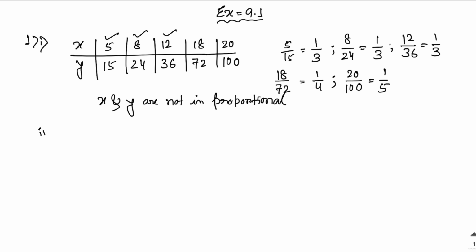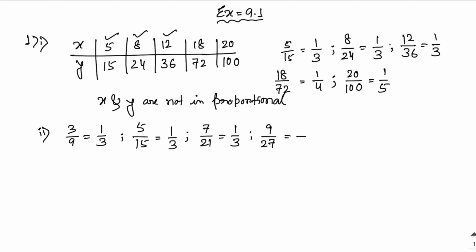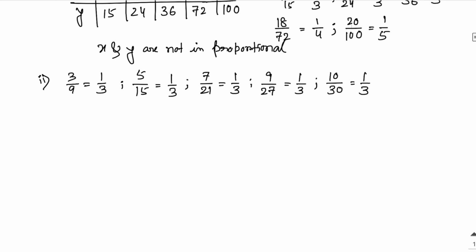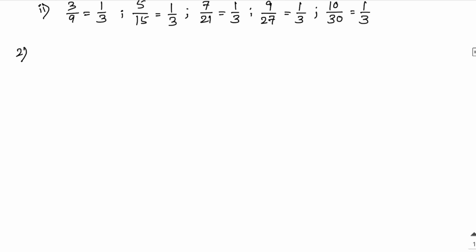So now the next one, 3 by 9, means 1 by 3. After that, 5 by 15, that is also 1 by 3. Then 7 by 21, that is also 1 by 3. Next, 9 by 27, that is also 1 by 3. And the last one, 10 by 30, that is also 1 by 3. So in that case, x and y are directly proportional. Okay, now move on to the next sum, that is sum number 2.